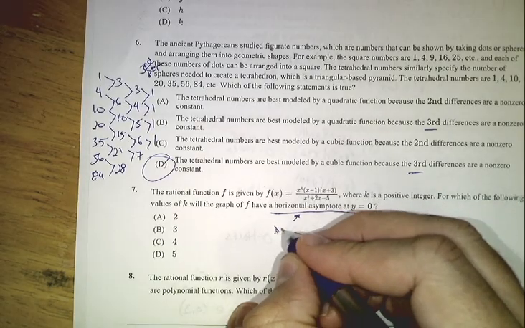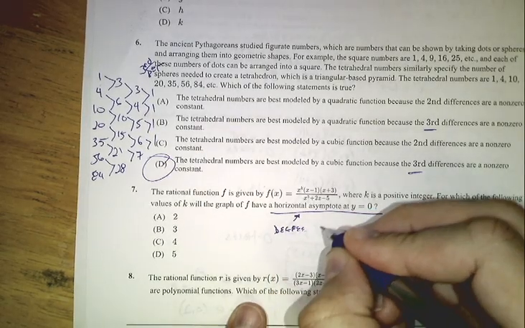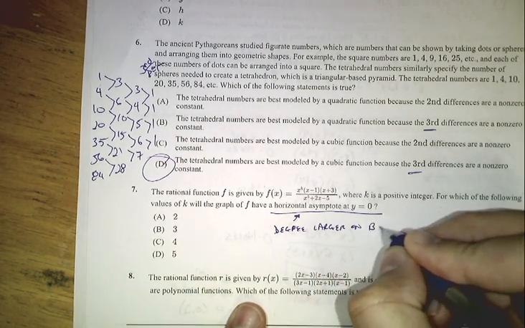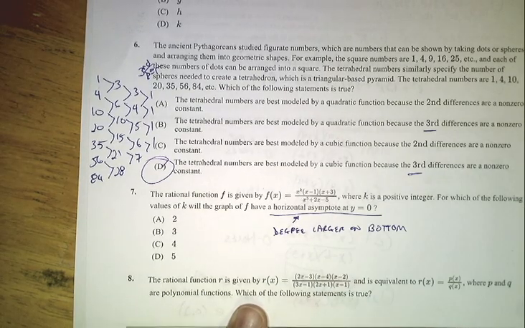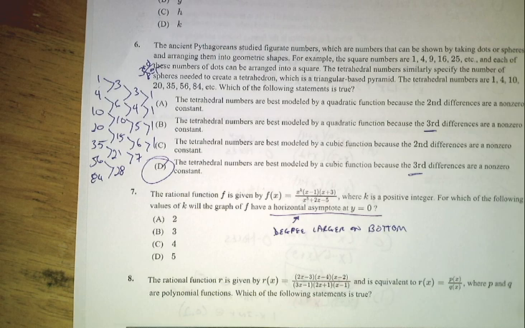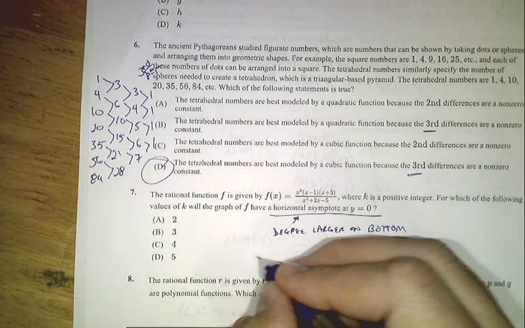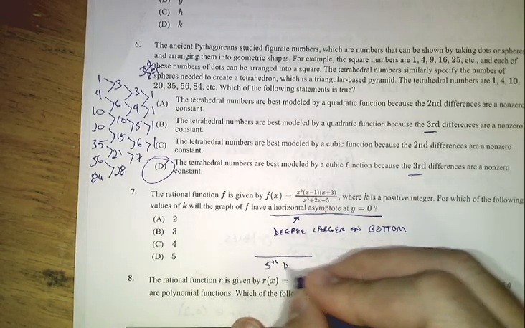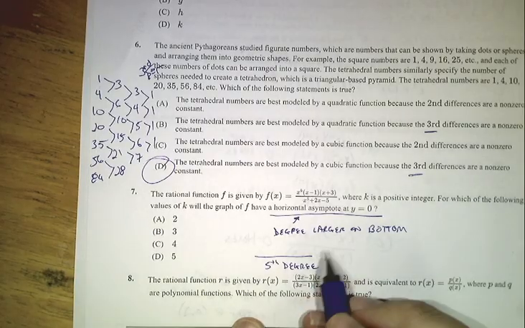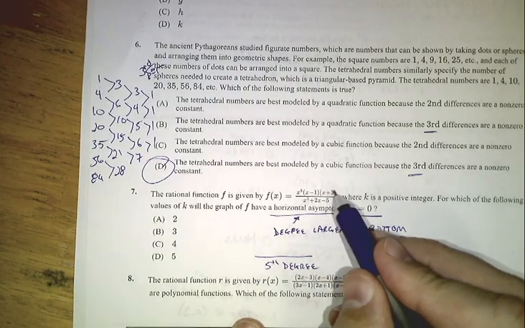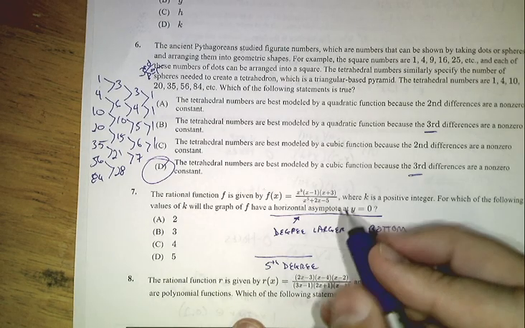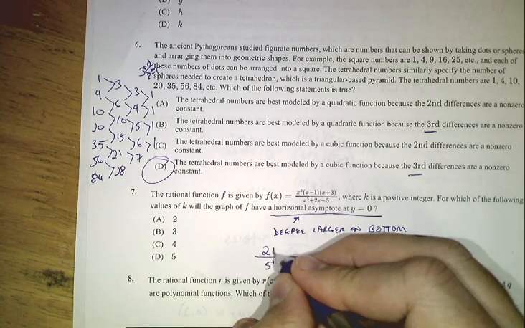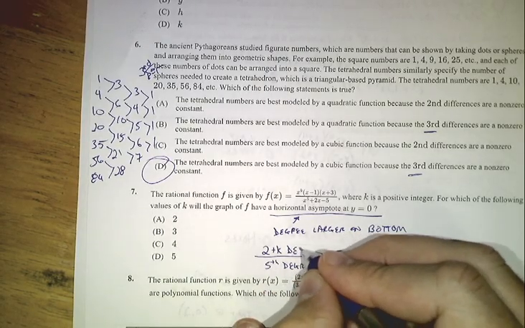the degree must be larger on bottom. The degree is larger on bottom for that to be true. The bottom one has a degree of 5, so it is 5th degree. And the degree on top is going to be, well, there's 1 factor, 2 factors, and then k factors, and we don't know what k is. So we know the degree on top is 2 plus whatever k is.